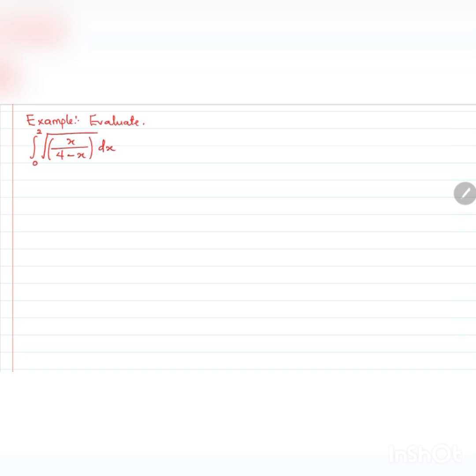What kind of substitution am I going to use here? From the look of the question, at the denominator I have my constant here to be 4, and this is ordinary x. What trig substitution can I apply that will, at the end of everything, eliminate this square root? If I put 2 sine theta here, is it going to help me eliminate the square root?